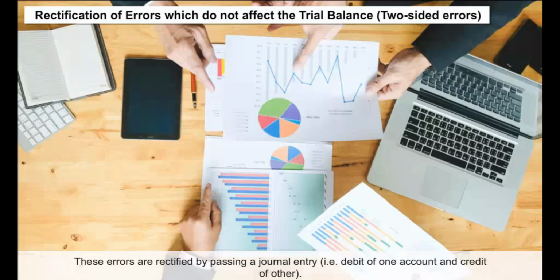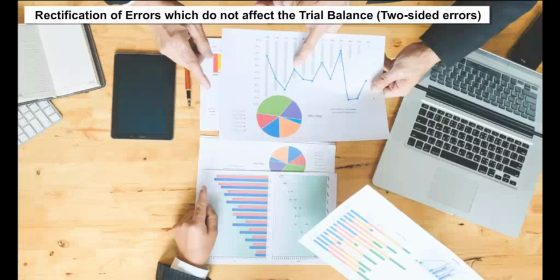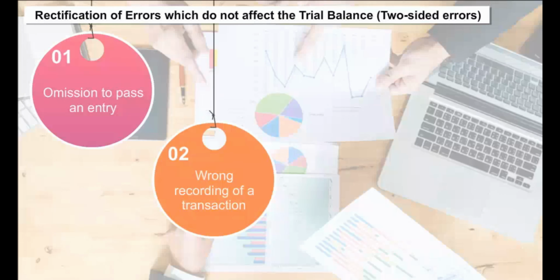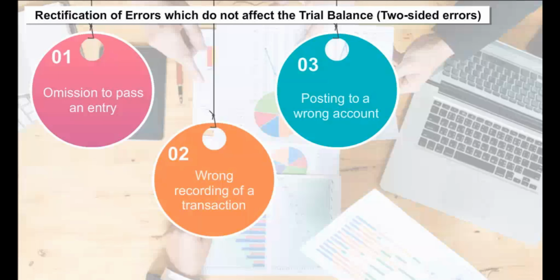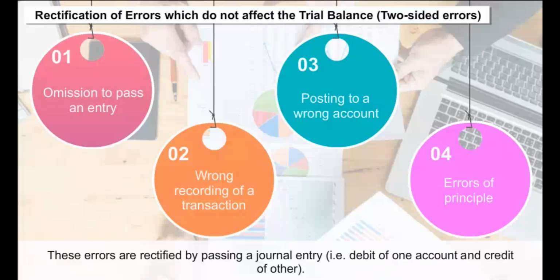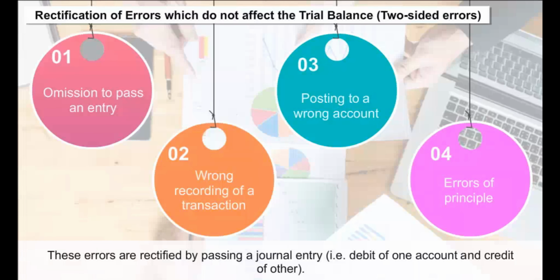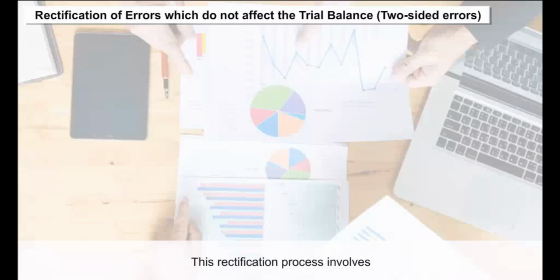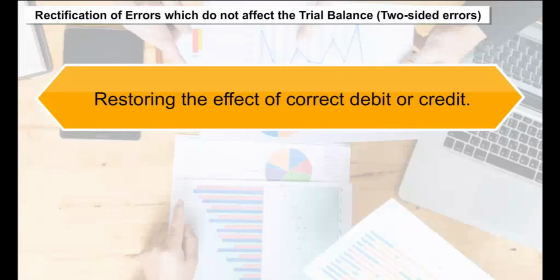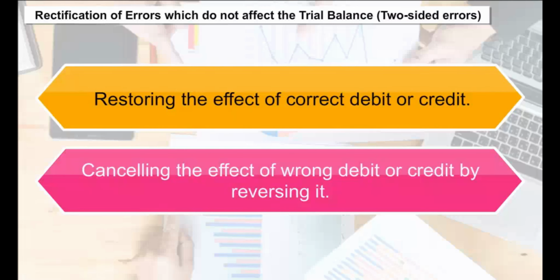Two-sided errors. These types of errors affect two accounts simultaneously. Examples of such errors: omission to pass an entry, wrong recording of a transaction, posting to a wrong account, errors of principle. These errors are rectified by passing a journal entry, that is, debit of one account and credit of other. This rectification process involves A. Restoring the effect of correct debit or credit. B. Cancelling the effect of wrong debit or credit by reversing it.